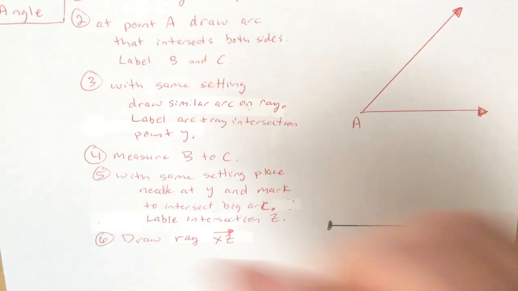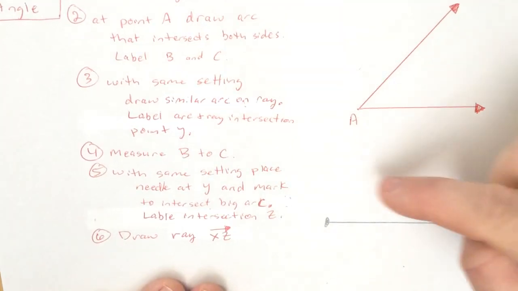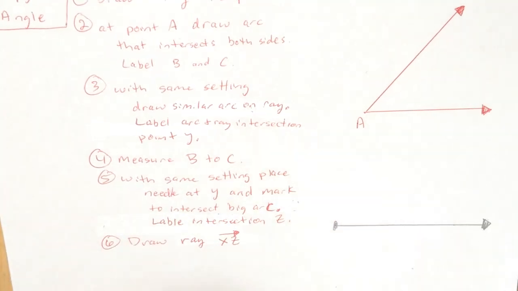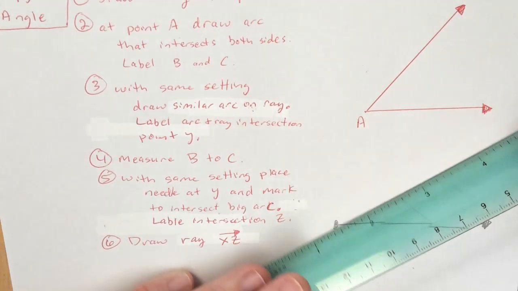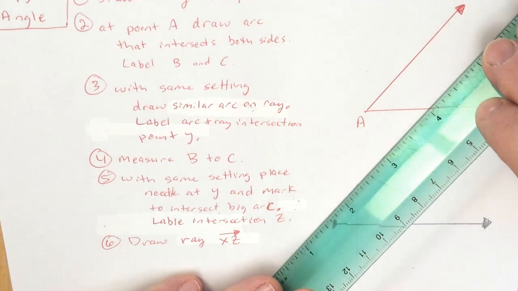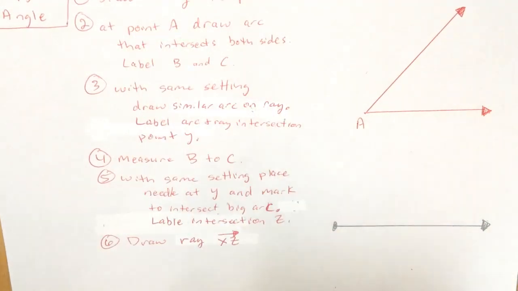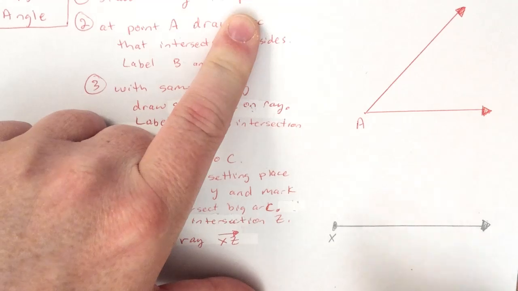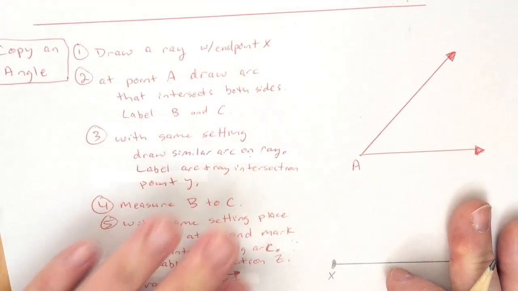Okay, now we have this side. We have to have an intersection to know where the other line would be. Is it down here or is it up here? That's what we're trying to figure out. Where is the other line? We need an intersection. So step one is to draw a ray, and we're going to be a little specific this time. We're going to mark that as X. Step one, draw a ray with the endpoint as X.